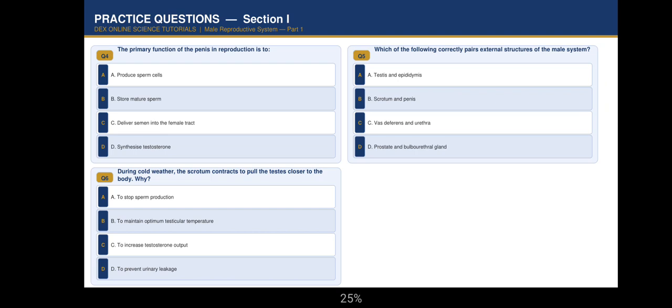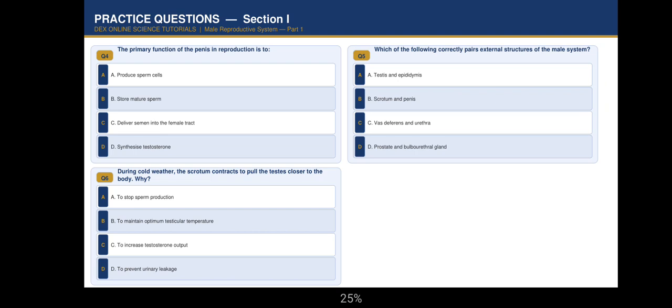Number 6: during cold weather, the scrotum contracts to pull the testis closer to the body. Why? A, to stop sperm production. B, to maintain optimum testicular temperature. C, to increase testosterone output. D, to prevent urinary leakage. What do you think is the answer? Option B, to maintain optimum testicular temperature.